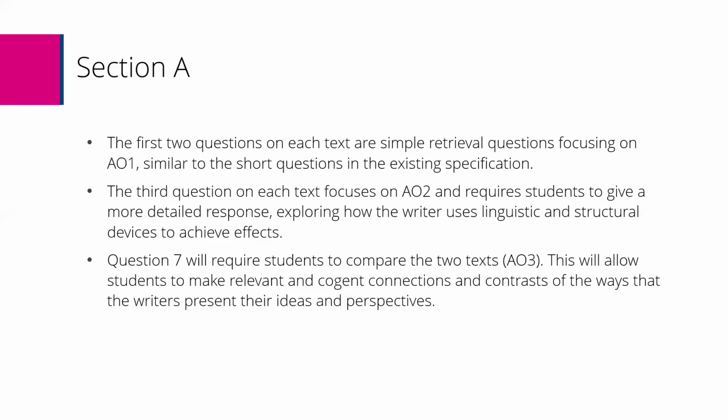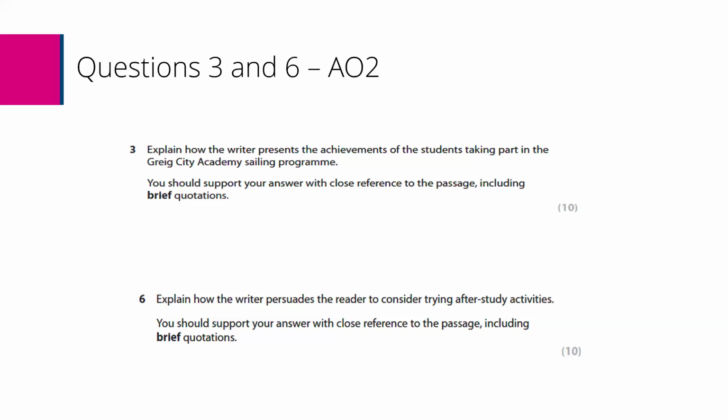The third question on each of the texts, so question 3 and question 6, focus on AO2, and they require the student to give a more detailed response, exploring how the writer uses language and structure to achieve their effect. Question 7 requires students to compare the two texts. That's the AO3 question. It allows students to make relevant and cogent connections and contrasts of the ways that the writer presents their ideas and perspective. So, questions 1, 2, 4, 5, retrieval questions. Then we're looking at questions 3 and 6.